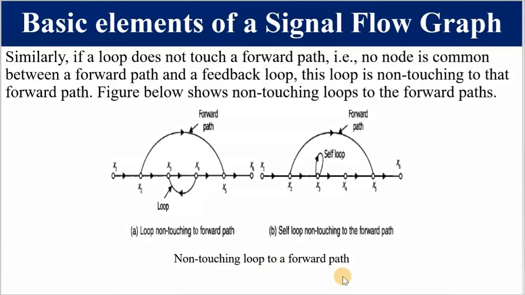Non-touching loop to a forward path. We are saying if a loop does not touch a forward path, in this case this is the forward path and this is our loop, this is our self loop and this is our forward path, that is, no node is common between a forward path and a feedback loop. This loop is non-touching to that forward path, and we are saying this figure shows non-touching loops to the forward path. So this loop is non-touching to this forward path, this self loop is non-touching to this forward path. Please take note.